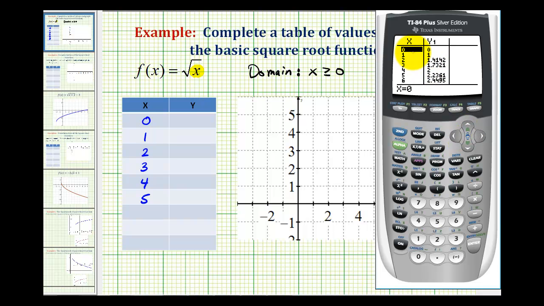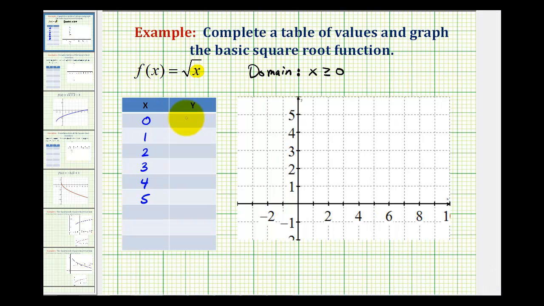Let's go ahead and record the corresponding y values for x equals 0 through 5. Notice how some of these values are irrational, so we'll round these to 2 decimal places. So when x is 0, y is 0. When x is 1, y is 1. When x is 2, y is approximately 1.41. So we have 0, 1, approximately 1.41.